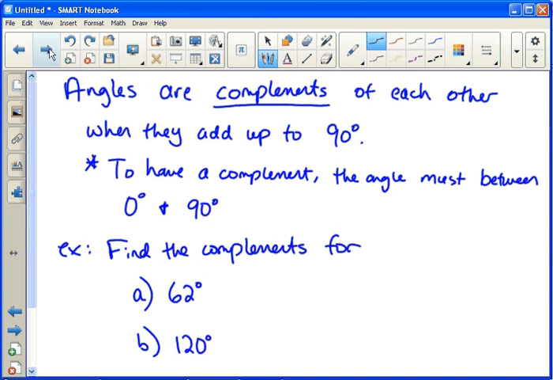Now, to have a complement, the angle has to be between 0 and 90 degrees. So complements are only acute angles. You can't use negatives or 0 to make a complement.